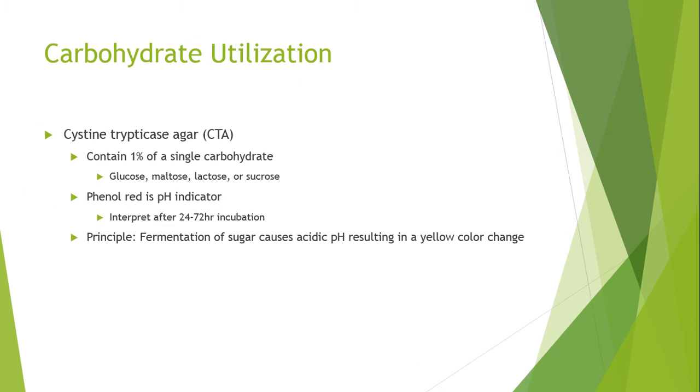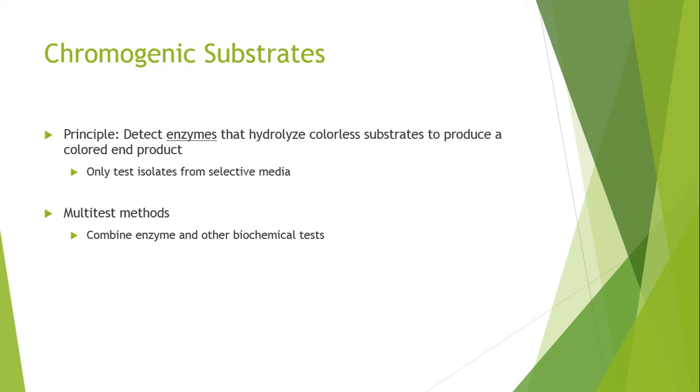So cysteine trypticase agar, CTA, these are just carbohydrate tubes, 1% concentration of glucose, and then you'll have another tube with maltose, and you have another tube with lactose, maybe another one with sucrose. So you inoculate these tubes with your organism. It's got a phenol red pH indicator just like your TSI, and you incubate it in ambient air. And if the sugar is fermented, we're going to see a decrease in the pH, and your color change will turn to yellow. Same principle as other carbohydrate tests.